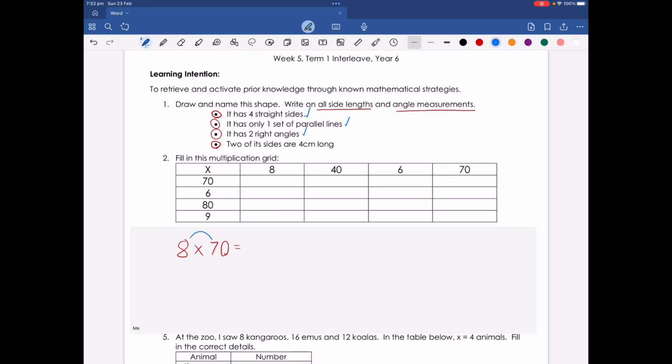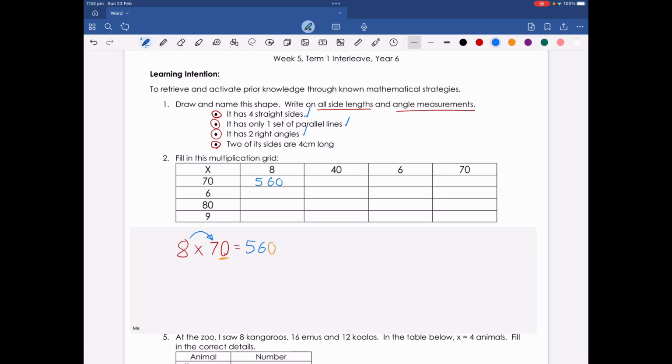We need to know what 8 times 7 is, so we know that is 56. And then we add any remaining zeros. And that will give us 560 as our answer. So let's fill that one in.